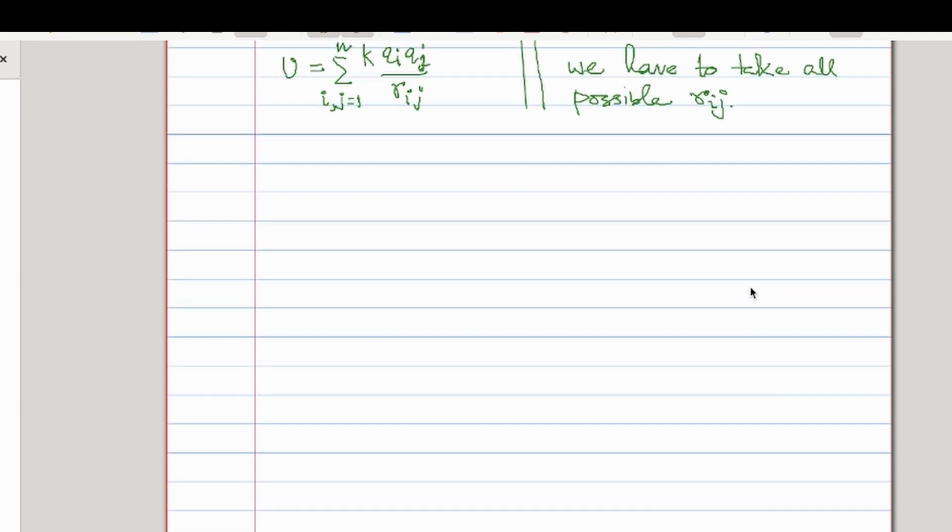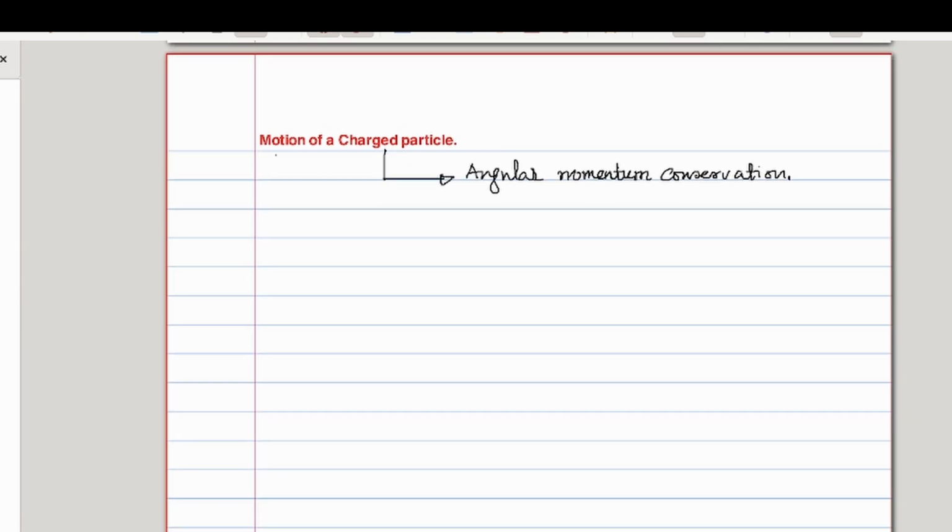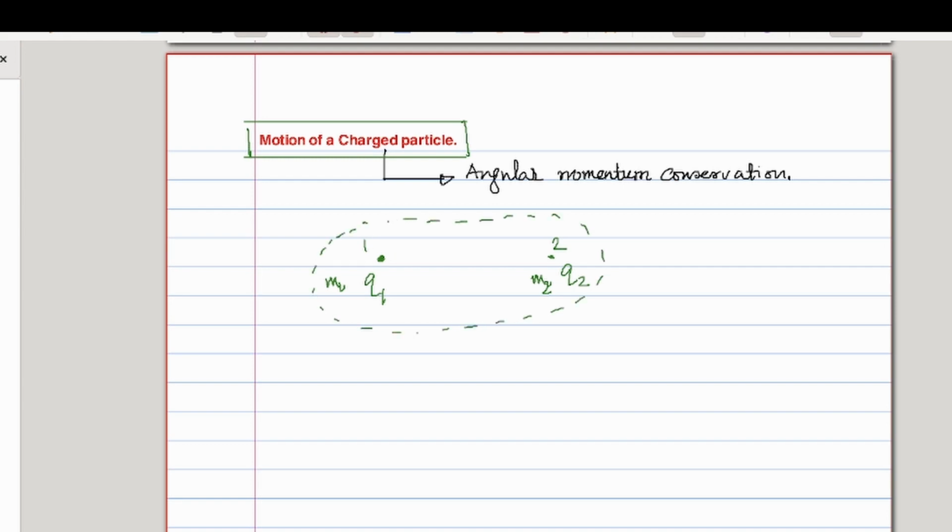So this is the interaction energy between two charges. There is also motion of charged particles. So if we consider two charges 1 and 2 with the finite masses m1 and m2, then the force on them, if I consider this as the system, then F external is equal to 0 and hence linear momentum is conserved.